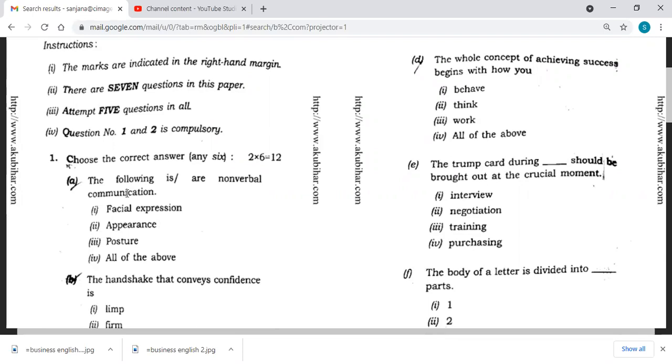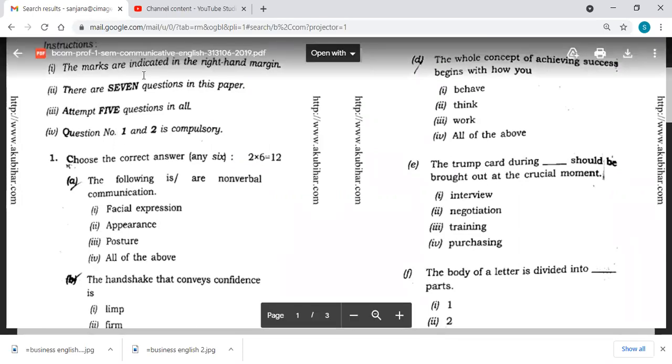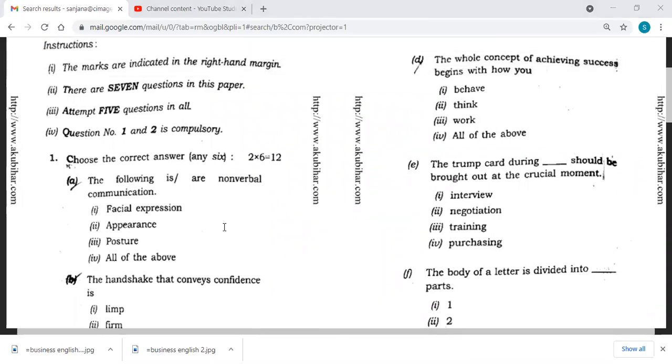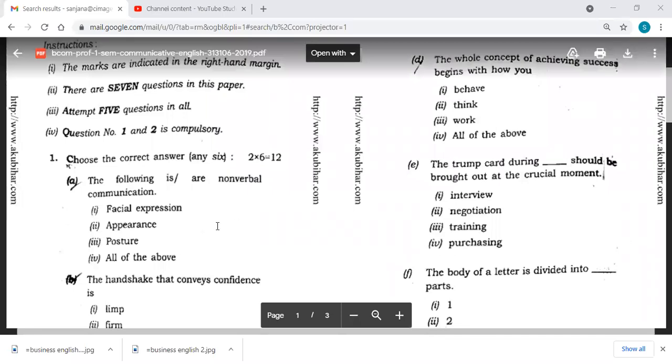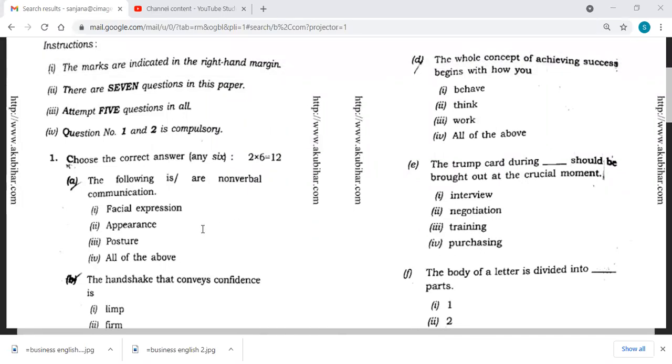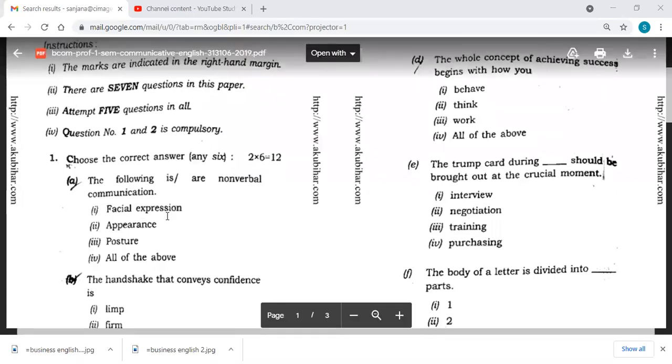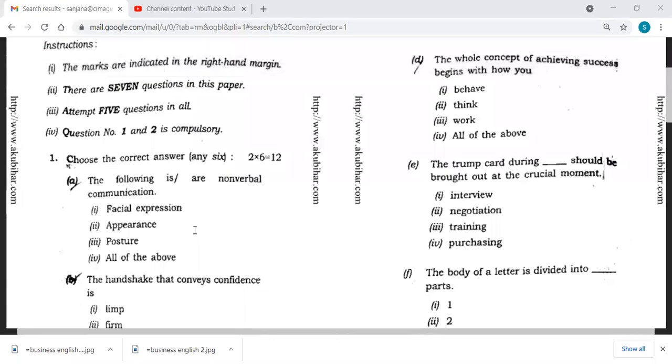How do animals communicate? Animals don't have language, but they can communicate by their body language. So, facial expressions, body language, gestures, postures. You can talk without saying anything. You can convey your message without saying anything. So which of the following is non-verbal communication? What is the right answer? Second number. Ma'am, all of them?